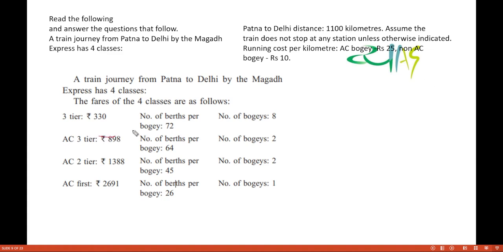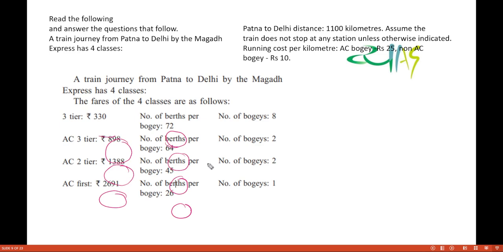So we have this 330, we have this 72, we have this 899, we have this 64, we have this 1388, we have this 45. Okay, and then we have this 2691, and then we have this 26.